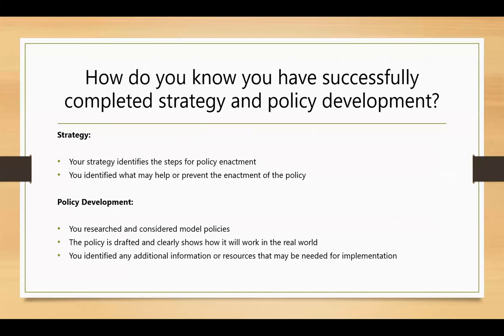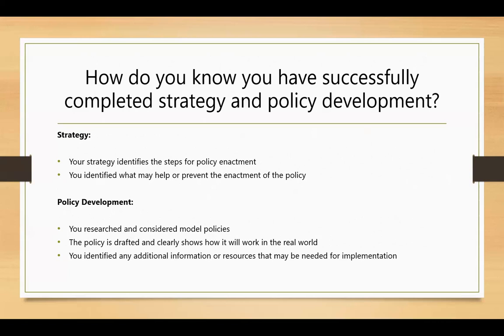How do you know you have successfully completed strategy and policy development? Strategy: your strategy identifies the steps for policy enactment. You now have a plan, a pathway to get this from your desk to posted at work, where it's actually going to happen. You're also going to identify who can help you. If you have somebody at your organization whose word carries enough weight that people are going to trust them, that's a good person to go to. Have them help you. Also, go to somebody who's likely to prevent it or be that negative source. Help reassure them, help get them to be your ally.